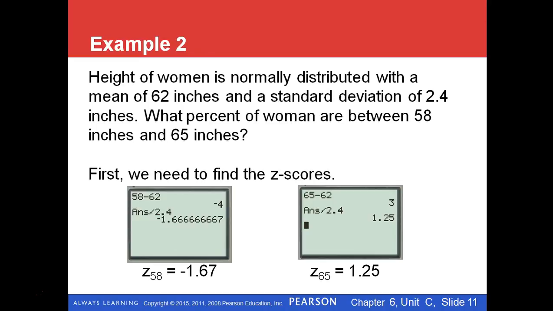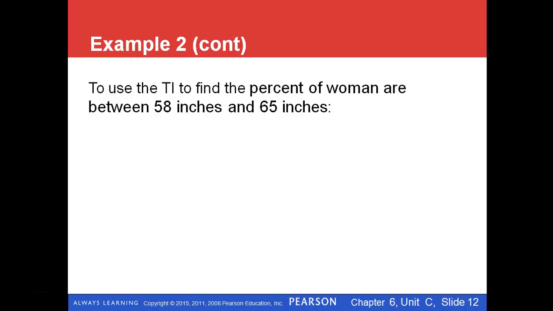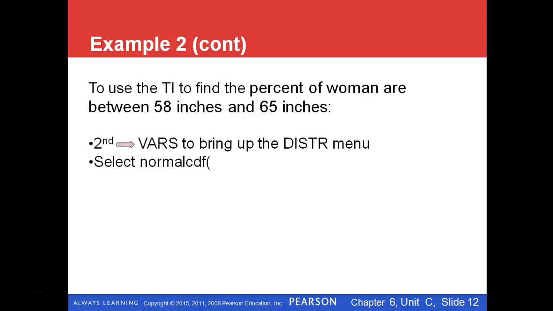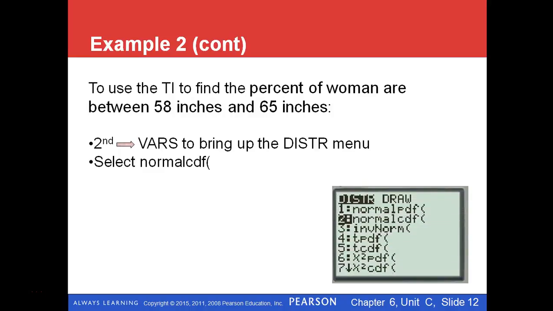We can estimate this using the 68, 95, 99.7 rule because it's about like a -2 to about a +1, but we want to know it exactly. So we're going to use one more calculator feature. You'll need to hit second vars to bring up the distribution menu and then select normal CDF. Once you select normal CDF, it will either pull it back out to the main screen if you have an older version of the calculator, or open up a new screen on a newer version of the calculator.